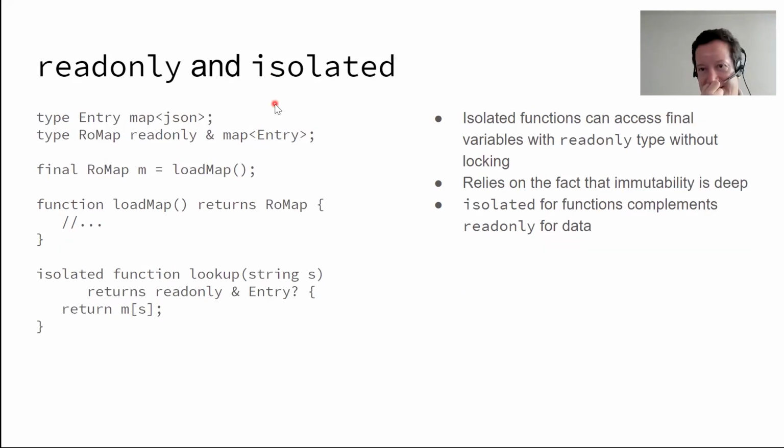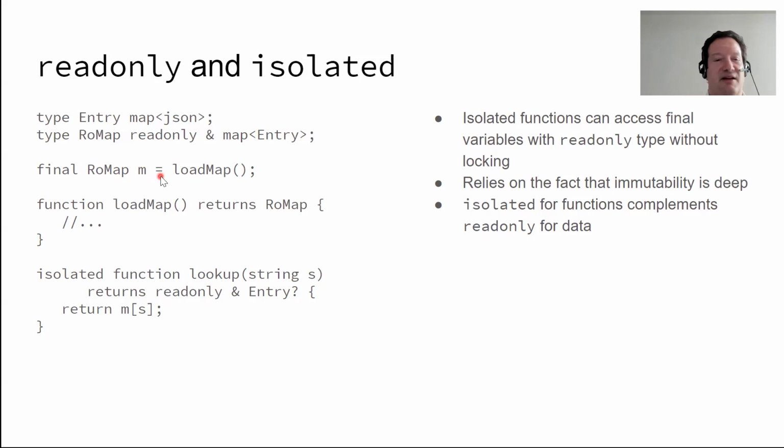So how does read-only help us with isolated? Okay, so imagine we're going to have a little type entry, which is a map of json, so that's mutable. And we're going to have a read-only map, which is a map of entries. So this is deep.